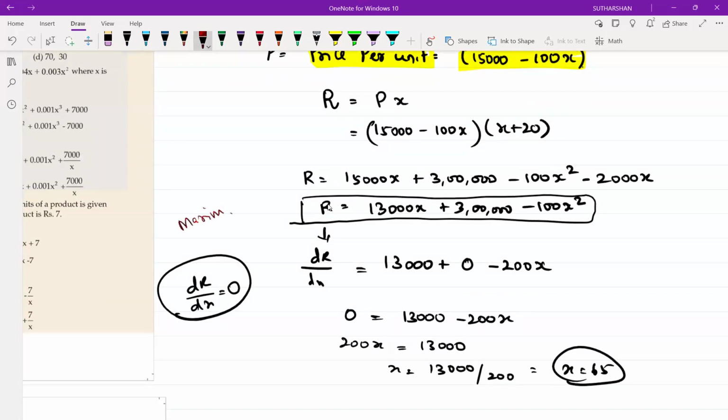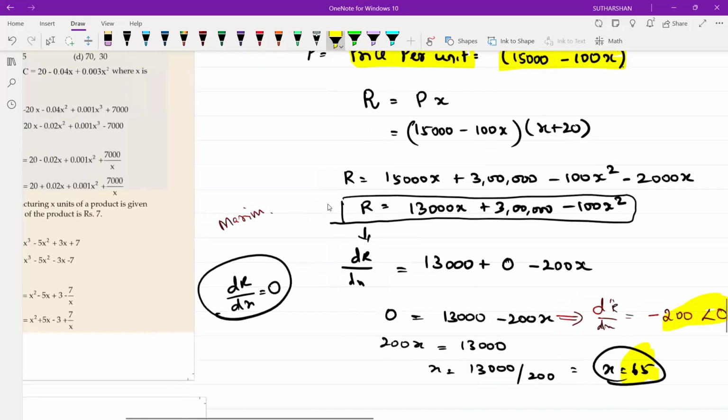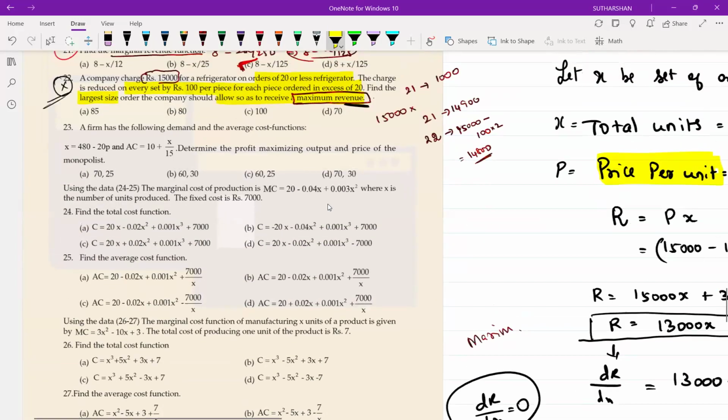For that maximum revenue, I will go for the second derivative. If I do d2R by dx2, 13,000 will become 0. Minus 200x will become minus 200. Since this is less than 0, the revenue is maximum at x equal to 65. The value of the second derivative is minus 200, and minus 200 means it is a maximum revenue. So x is equal to 65.